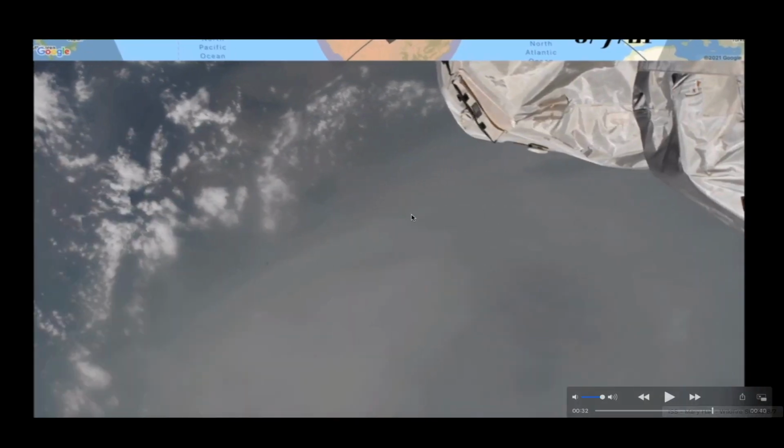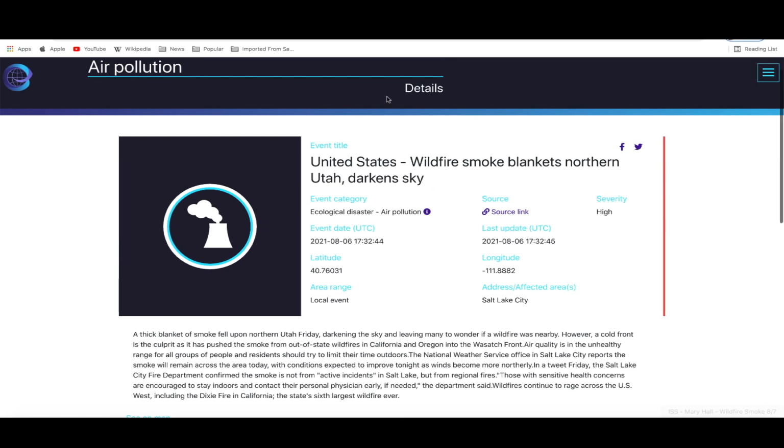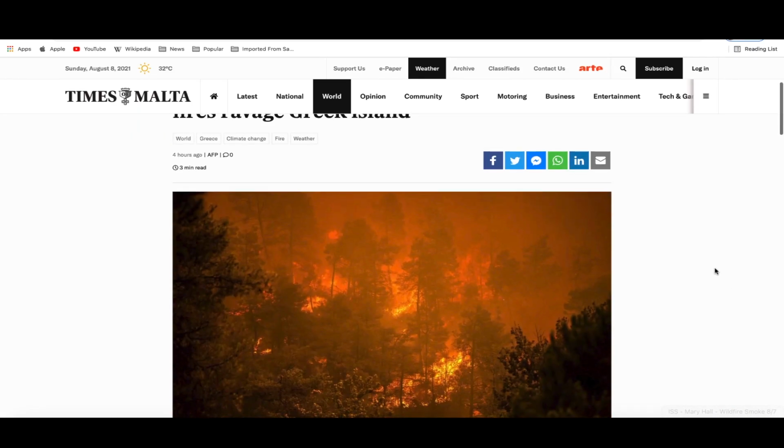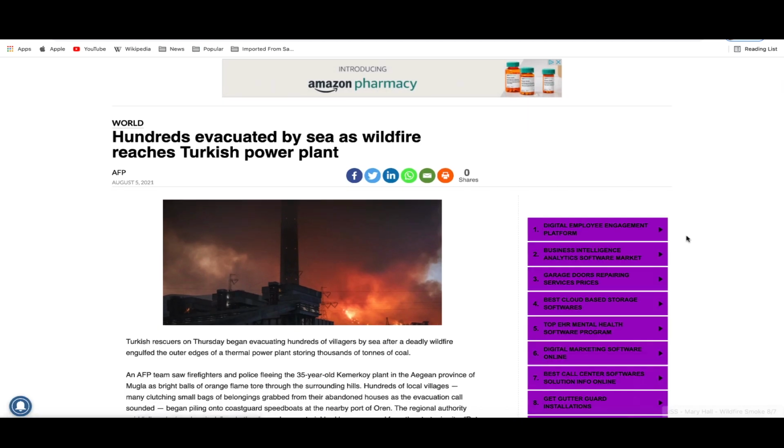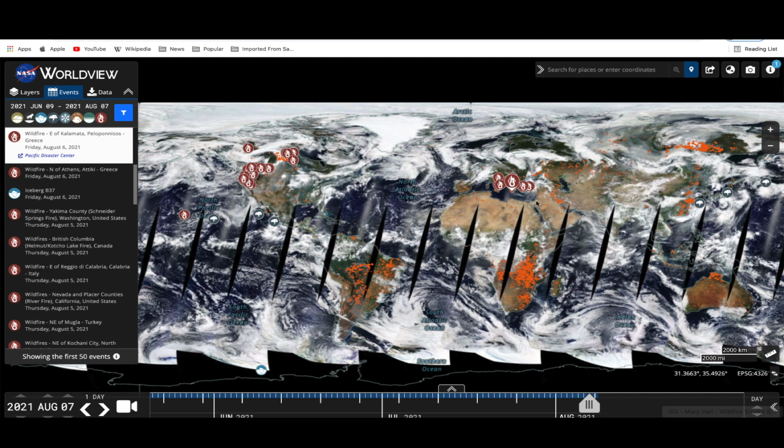That's what you saw here from the International Space Station. Looking down from 250 miles above Earth, you can see why the air quality is unhealthy. Right there's exactly why. Multiple people were evacuated by the hundreds over in Greece and in Turkey from the recent wildfires that are still ongoing right now as I do this video.